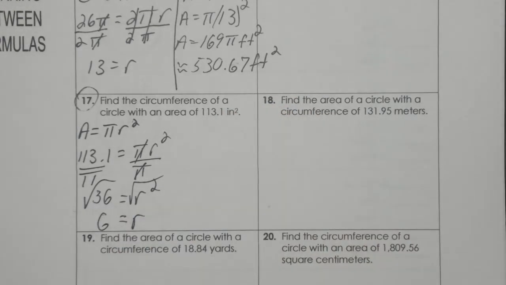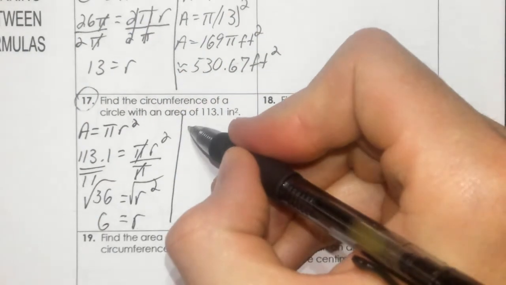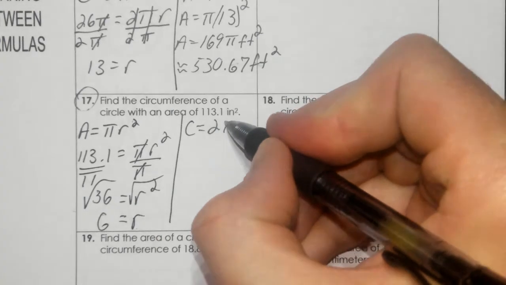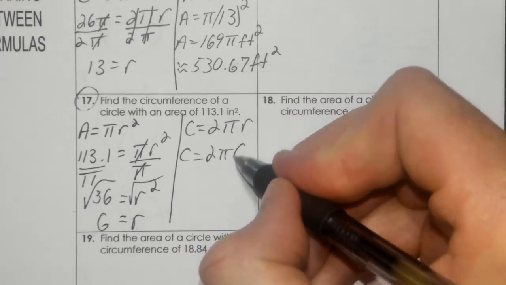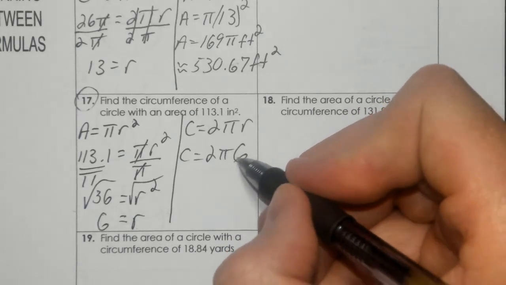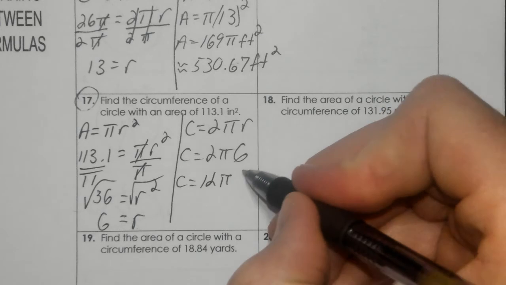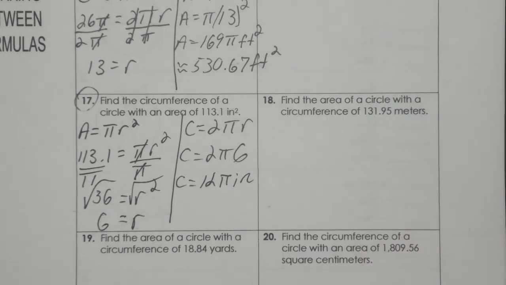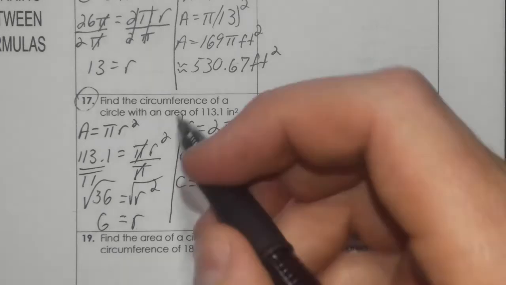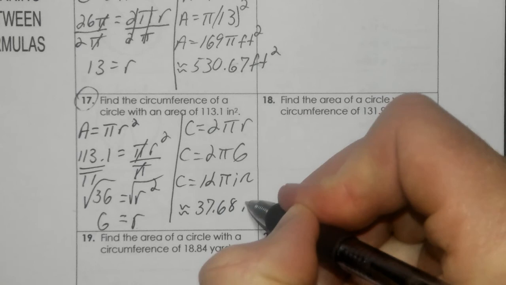Okay, so I was able to find the radius, but I'm supposed to be finding the circumference. So now that I have radius, I'm going to use c equals 2 pi r, where r is 6. 2 times 6 is 12, so the circumference is 12 pi inches. And if I multiply 12 times 3.14, I get approximately 37.68 inches.